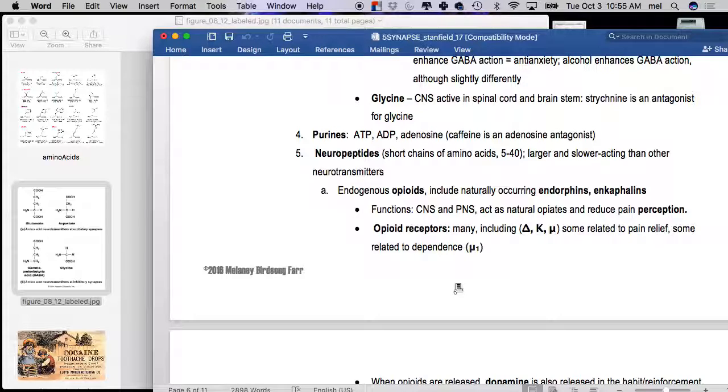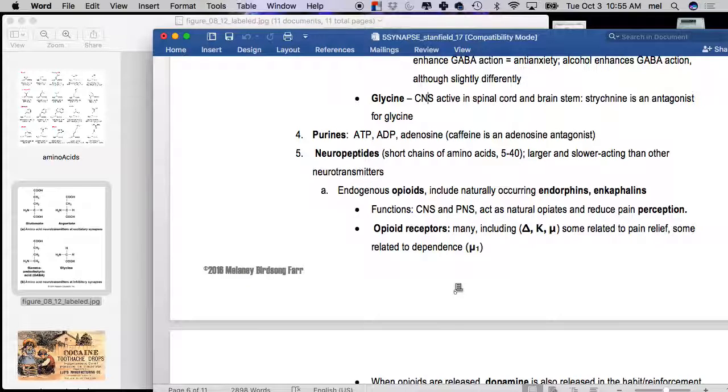Because I told you that caffeine was an antagonist to an inhibitory neurotransmitter. It's an antagonist to adenosine. Adenosine is an inhibitory neurotransmitter in your central nervous system. And when you take in caffeine, you block the effect of that inhibitory neurotransmitter, and then you get excitation of the central nervous system.